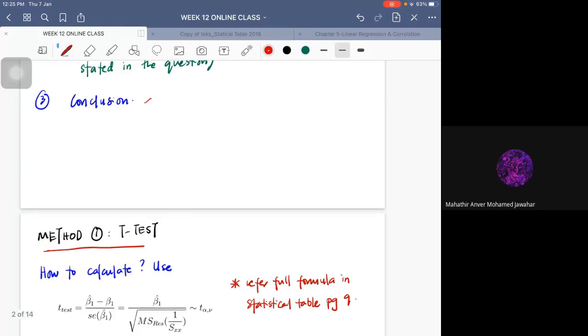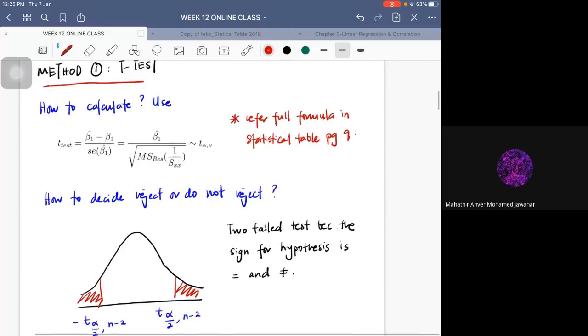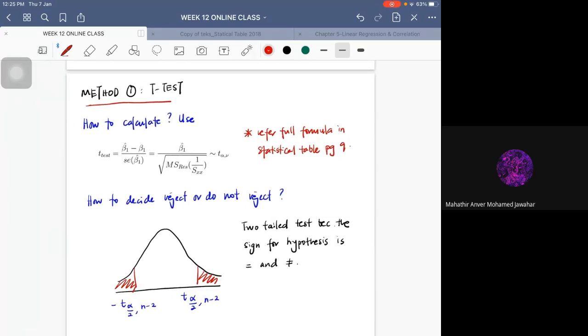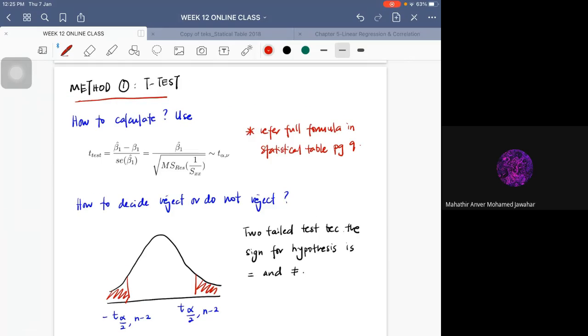Okay, now let's have a look at all the methods individually, just for you to get a clearer idea of what you're going to come across later. So method number 1 is by using the t-test, as I mentioned before.